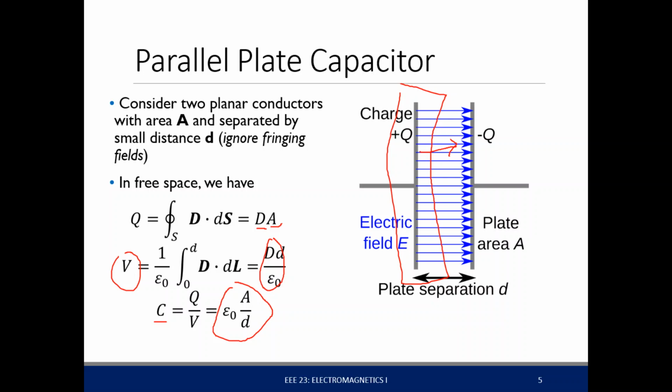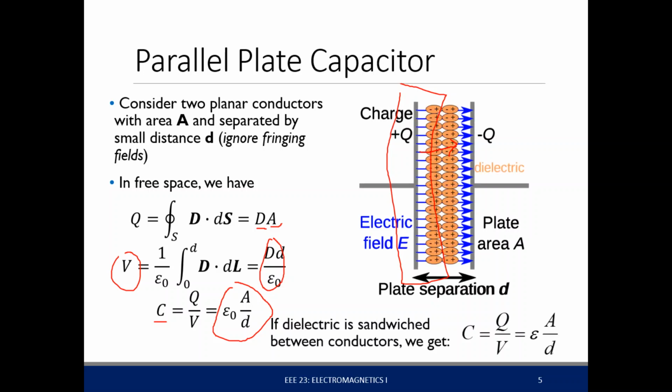If we have a dielectric sandwiched between the conductors, you'll have an additional flux between your plates due to the dielectric polarization, and the capacitance for a parallel plate conductor is epsilon A over d.